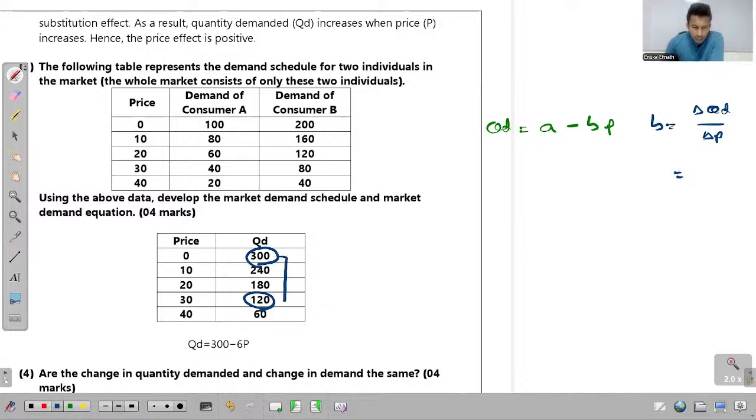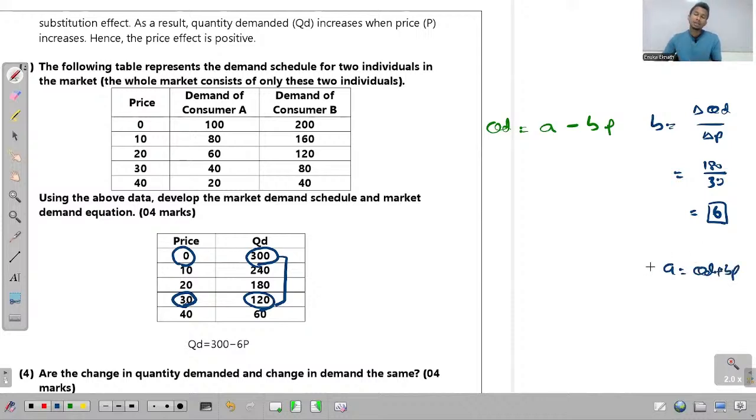The difference between these two is 180. And delta P is the difference of the corresponding price value. So that's the difference between this 0 and then this 30. And the division will be 6. 180 divided by 30 will be 6. So for B, we get 6. And we have this equation to find A. A is QD plus B times P.